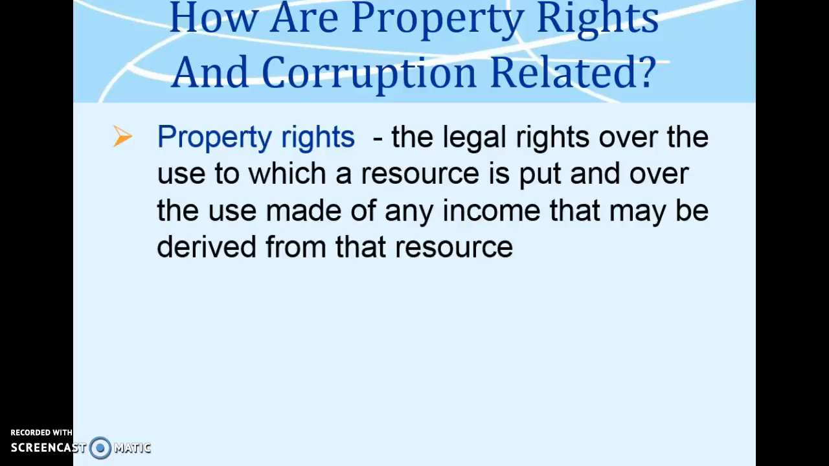How are property rights and corruption related? Property rights are the legal rights over the use to which a resource is put and over the use made of any income that may be derived from that resource.